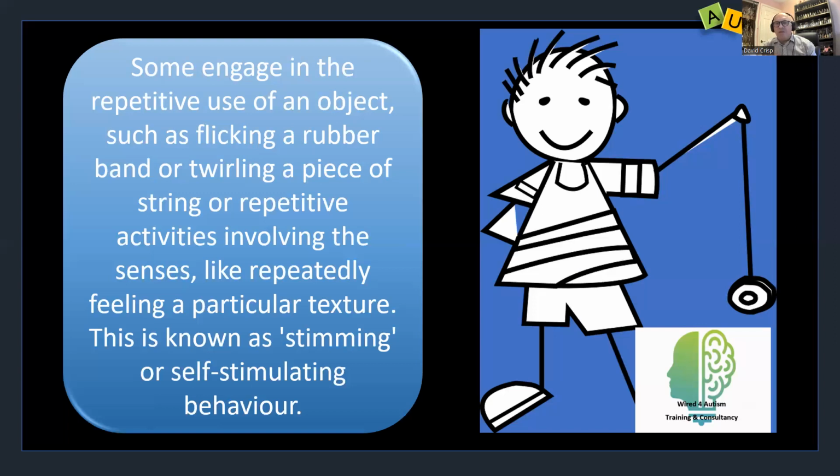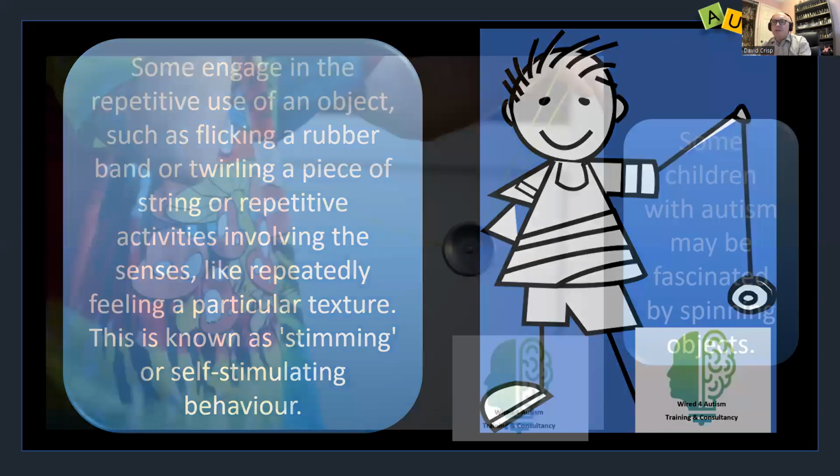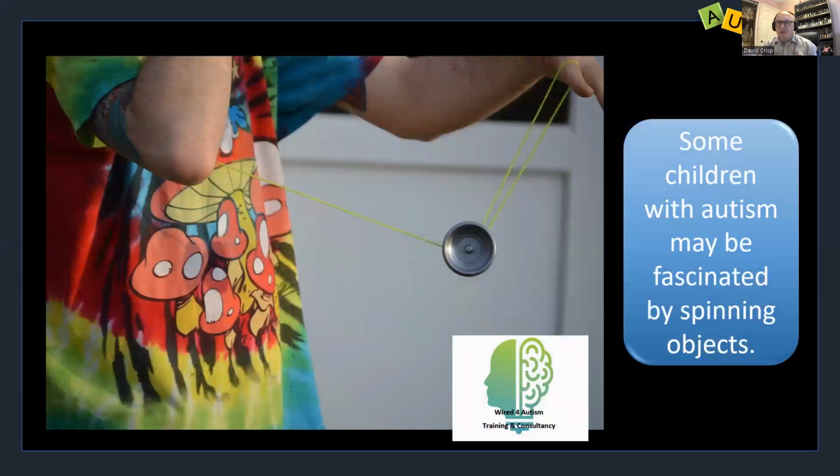And this sort of behaviour, this self-stimulating behaviour, is known as stimming. You may have heard that term. So again, some autistic children may be fascinated by spinning objects, either spinning them themselves or watching objects that spin. I've known people whose idea of fun or relaxation could be literally just watching, particularly young children, maybe watching the tumble dryer going around, or the washing machine going around.